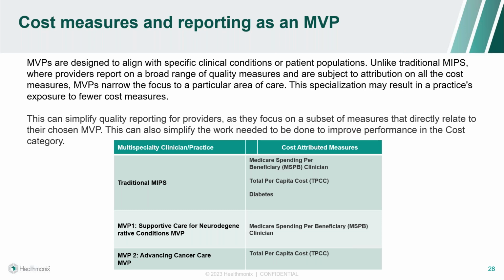So for instance here, what you see on here, you have a multi-specialty clinician practice, right? Through traditional MIPS, you're gonna have these 3 cost attributed measures. But for these other ones, if you choose MVP1, you're just gonna have MSPB. If you choose the other MVP for advanced cancer care, you just have TPCC. You're limiting your full exposure to each one of the categories here.